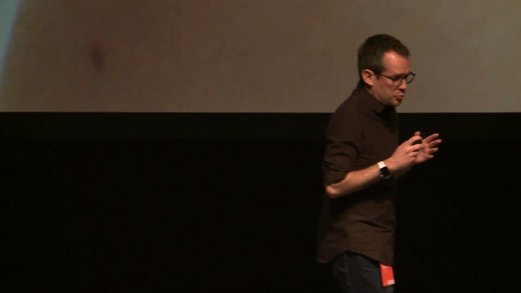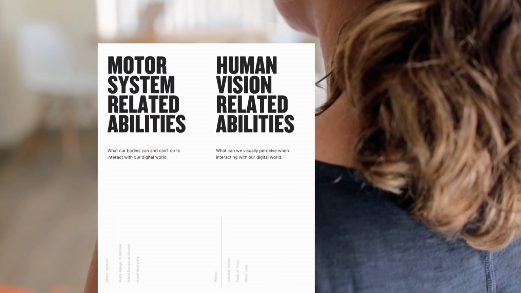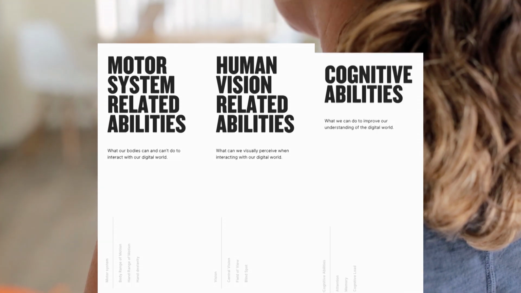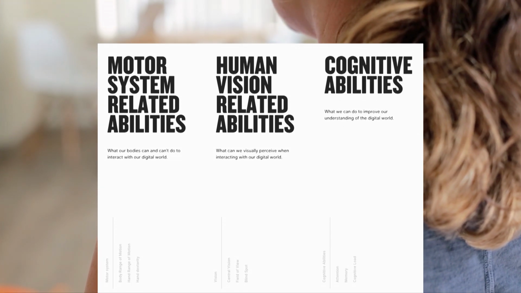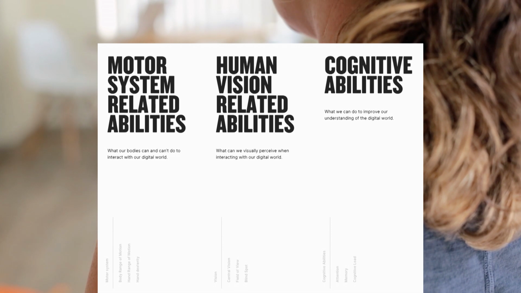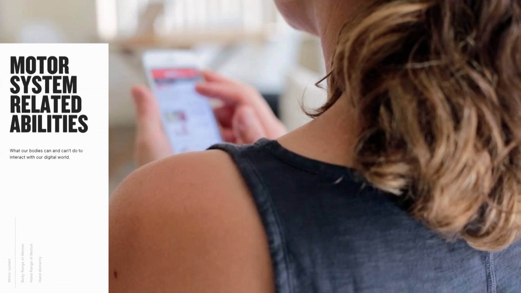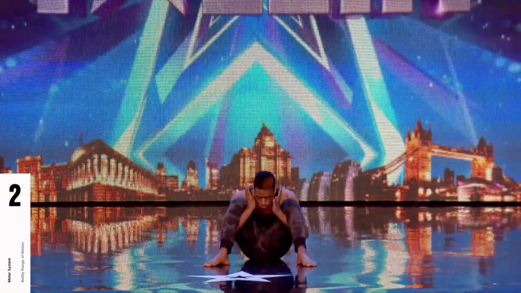All right, so I'm going to focus on three different experiences or capabilities that I want to go over with you today. The first one is our body, the motor system related abilities. Second one, our vision. And third one, our cognitive abilities. I'll focus on memory, attention, and our capacity of learning, cognitive load. Let's start with our body. I have a short video for you guys.